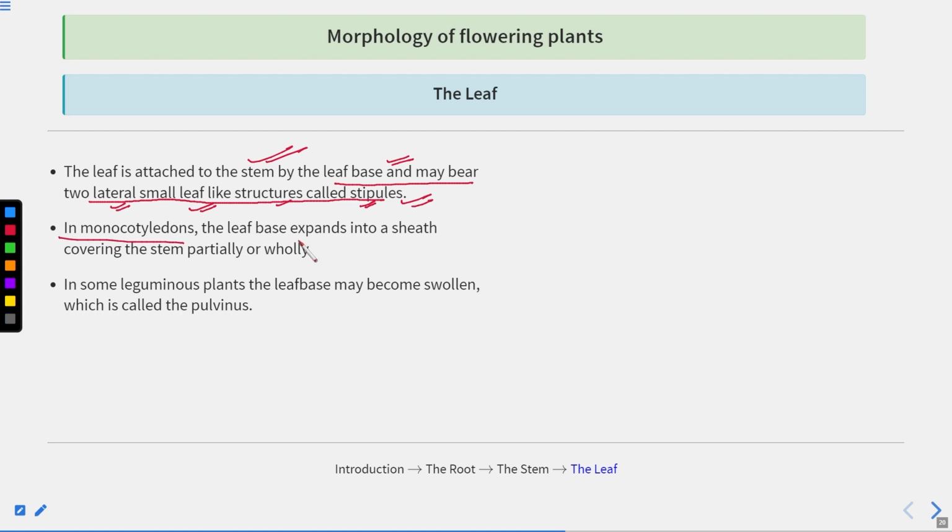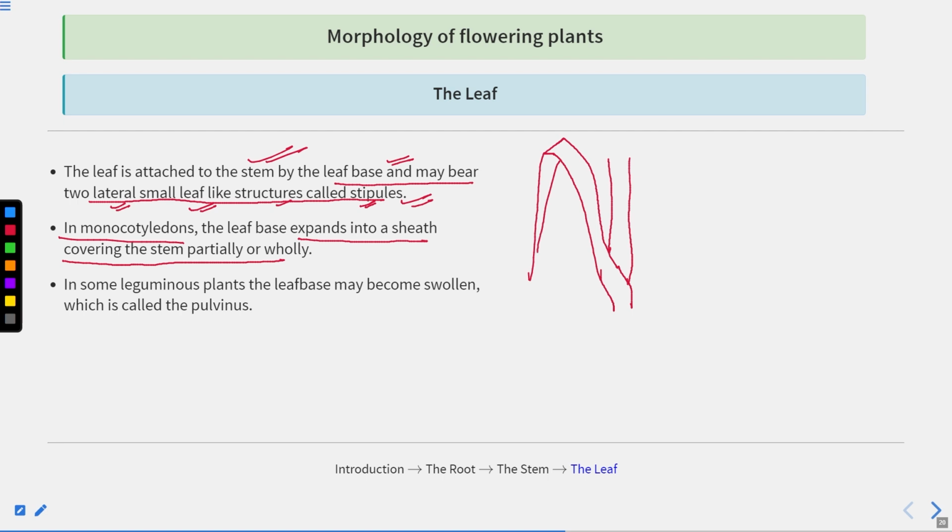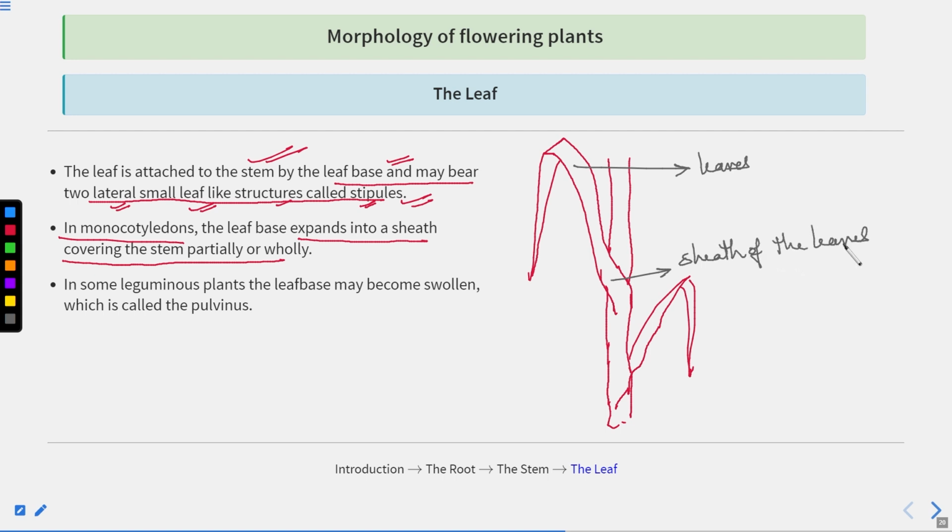In monocotyledons, the leaf base expands into a sheath, covering the stem partly or wholly. So here we can see the sheath-like structure in the case of a monocot plant. Here you can see. Okay, so these are the leaves. These are the leaves and these are the sheath of the leaves. Sheath of the leaves.